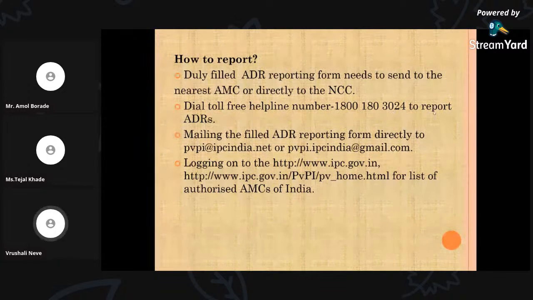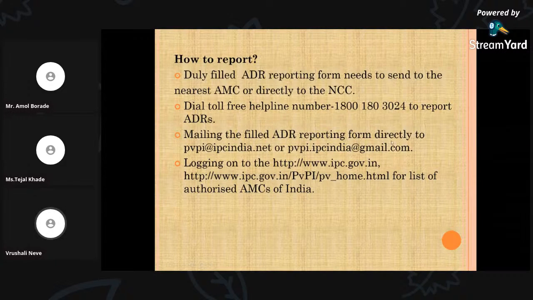Also, we can dial the toll free number, 1800 180 3024, to report the ADR, or report by mail, that is, we fill the ADR report form and send it directly to the PvPI at ipciindia.net or pvpi.ipci.india at gmail.com. So these are some sites provided by our government to report the ADR. By this method we can directly report the ADR to the PV center.